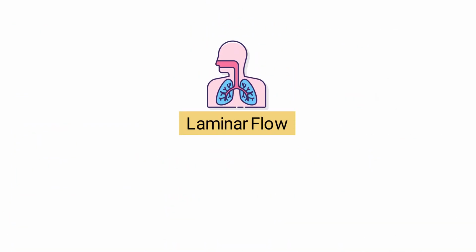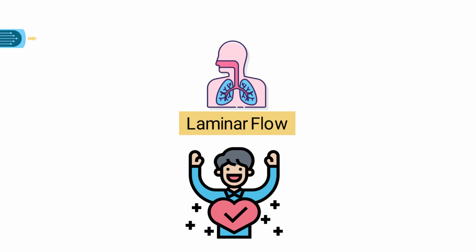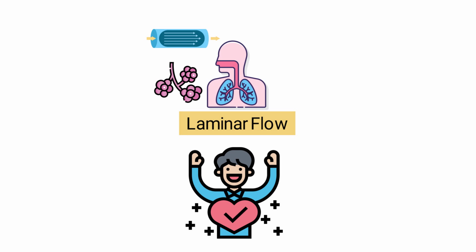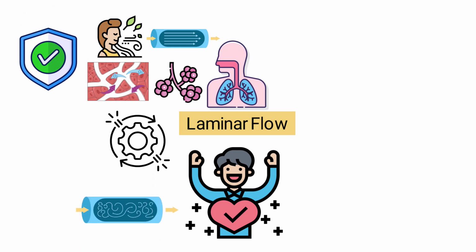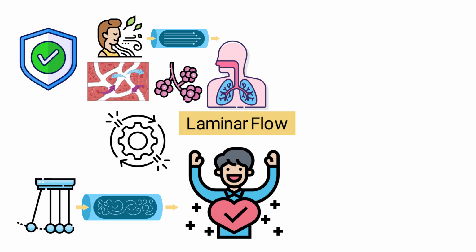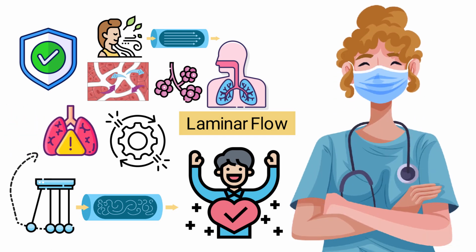So as you can see, laminar flow in the lungs is vital for efficient respiratory function. It ensures smooth and uniform air delivery to the alveoli, facilitates optimal gas exchange, reduces breathing resistance, and supports the lungs' natural defense mechanisms. Disruption of laminar flow leading to turbulent flow can have significant consequences for respiratory health and is a key factor in many pulmonary diseases.